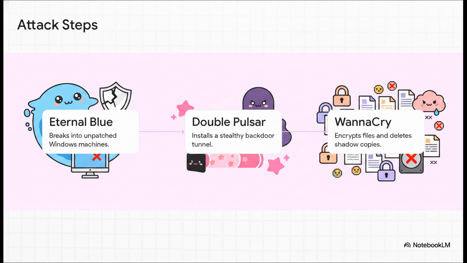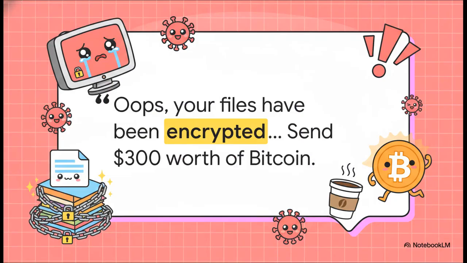Step 1. EternalBlue breaks through the defenses of an unpatched computer. Step 2. Double Pulsar instantly sets up that stealthy backdoor tunnel. Step 3. The WannaCry payload is smuggled right through, deploying encryption algorithms that immediately turn every single file on the computer into total gibberish. And just to be utterly ruthless, it then deletes the computer's shadow copies, making it incredibly difficult to ever recover those files without paying for the decryption key. It was just a flawless, automated, perfect storm. Which resulted in this terrifying message popping up on screens all over the world on May 12, 2017. Oops, your files have been encrypted. The infamous red screen ransom note.